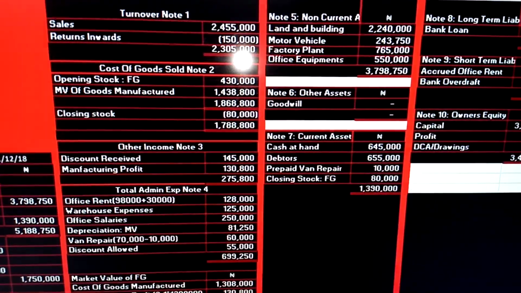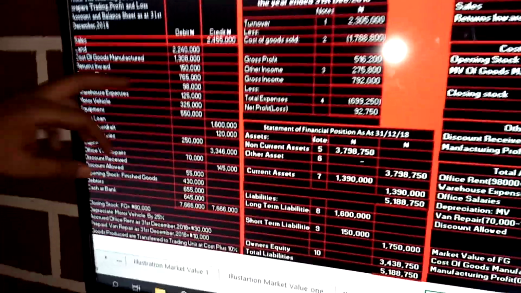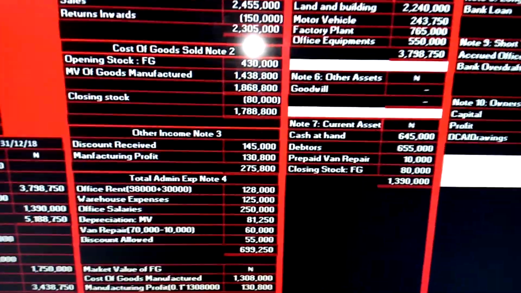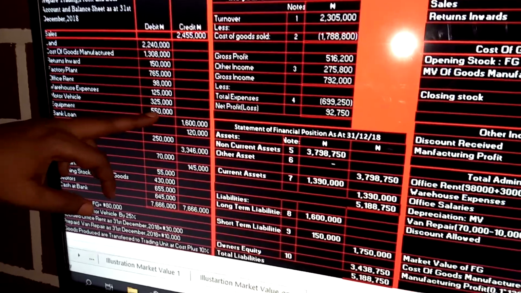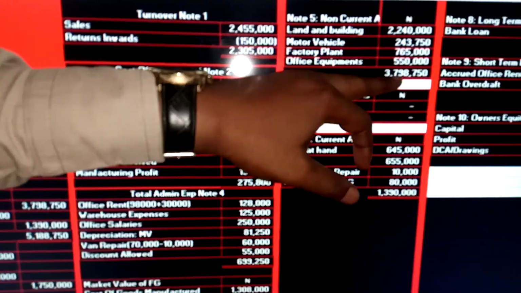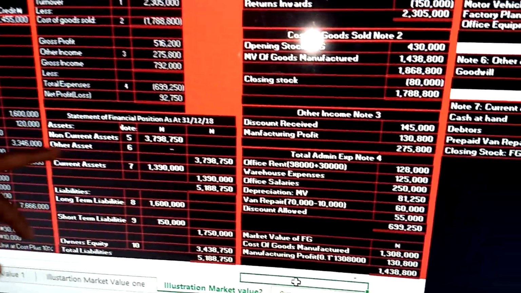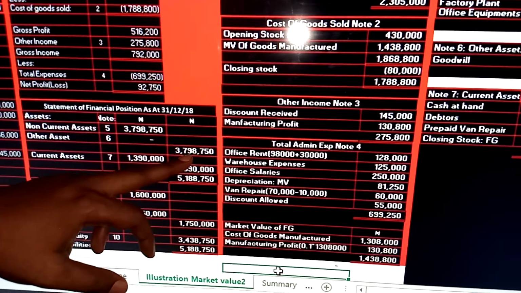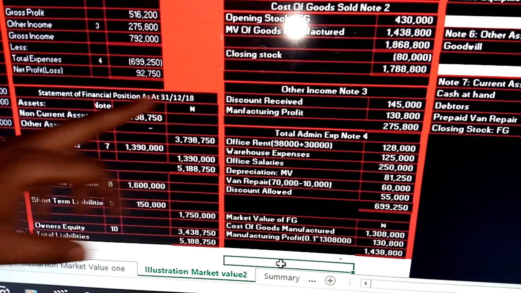243,750. The next one is factory plants, 765,000. Look at it here. Office equipment, 550,000, in the question. Look at it here. So when you add all together, you have 379,850. That's what you have, 379,850. There's no other asset, so just bring it down. 379,850.